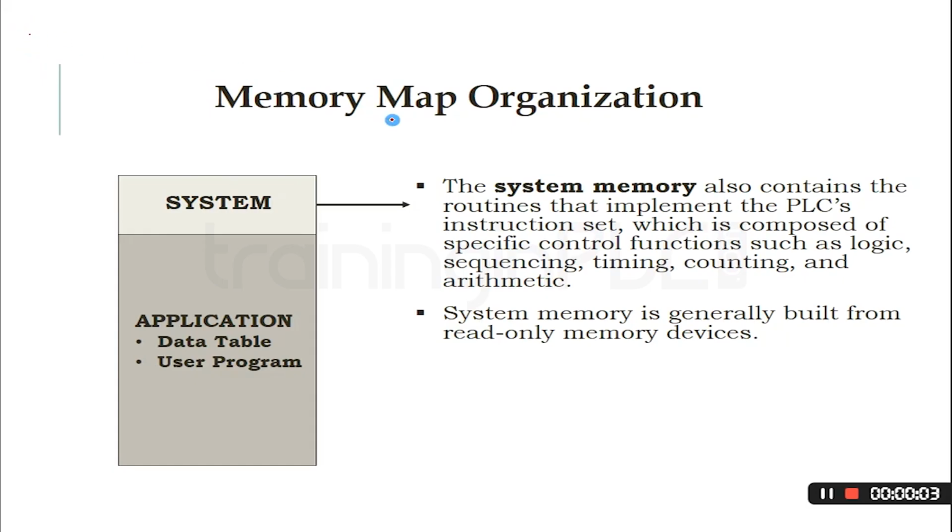Next, let's see the memory map organization in PLC. PLC memory is divided into two parts, system memory and application memory. System memory contains routines that implement the PLC instruction set, which is composed of specific control functions such as logic sequencing, timing, counting and arithmetic. System memory is generally built from read-only memory devices. It means all your predefined instruction sets will be stored in the system memory.